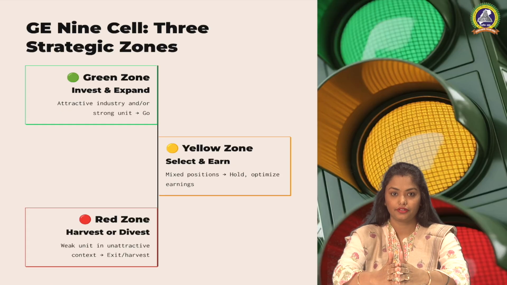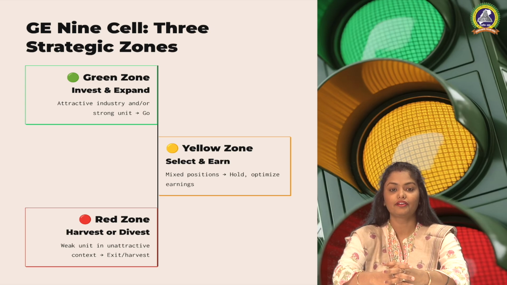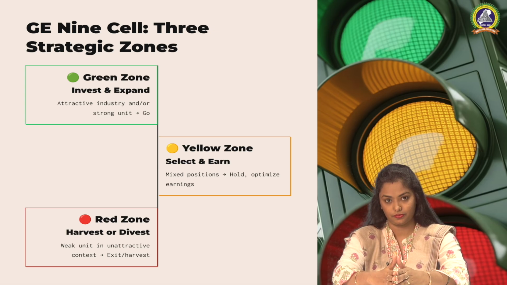This 3 into 3 grid creates 9 cells based on combination of business strength and market attractiveness. These 9 cells can be grouped into 3 different zones identified by the color green, yellow, and red, just like in a traffic signal. This is why this is also known as spotlight matrix. These colors provide a clear strategic signal for investment.